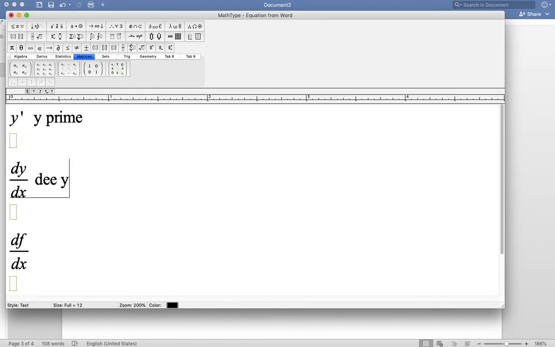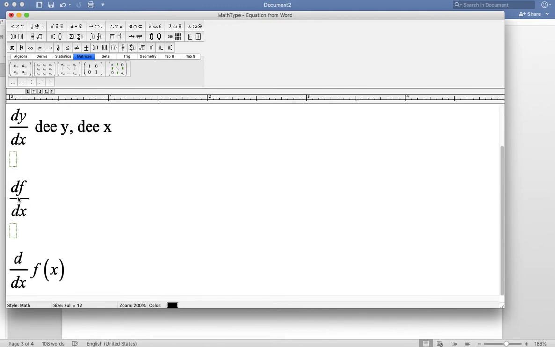Say dy dx means d, the derivative of y with respect to the derivative of x, or the difference of y over the difference of x. Think slope is the change in y over the change in x. Sometimes you had the delta symbol, the Greek letter delta, the triangle, meaning the change in, so dy dx. Same, df dx is the derivative of f with respect to x, or d dx of f of x.